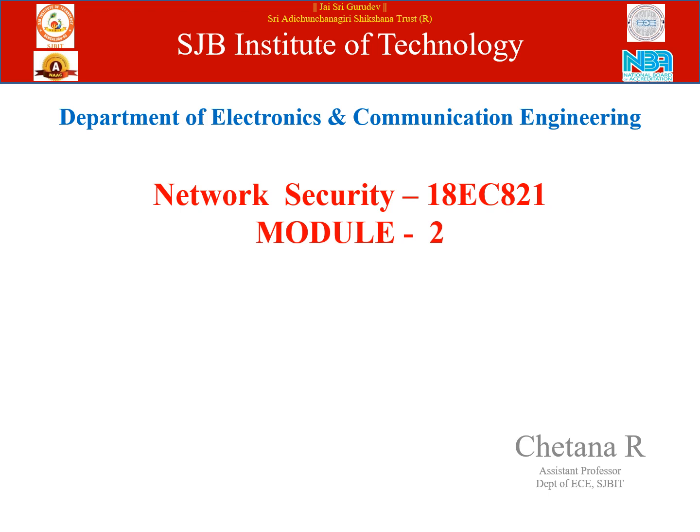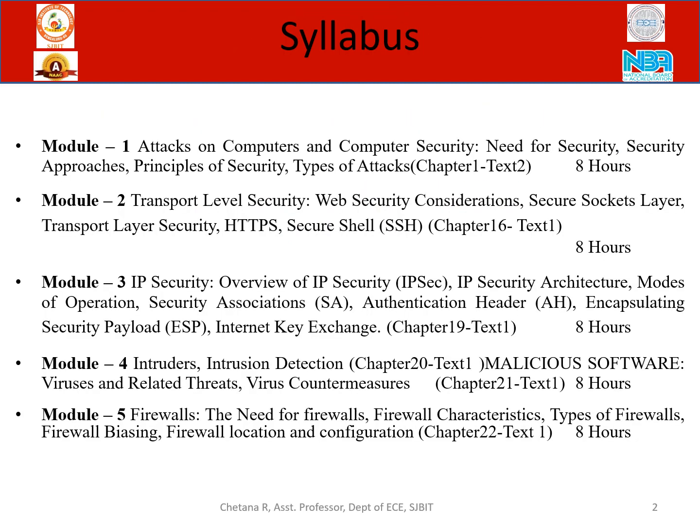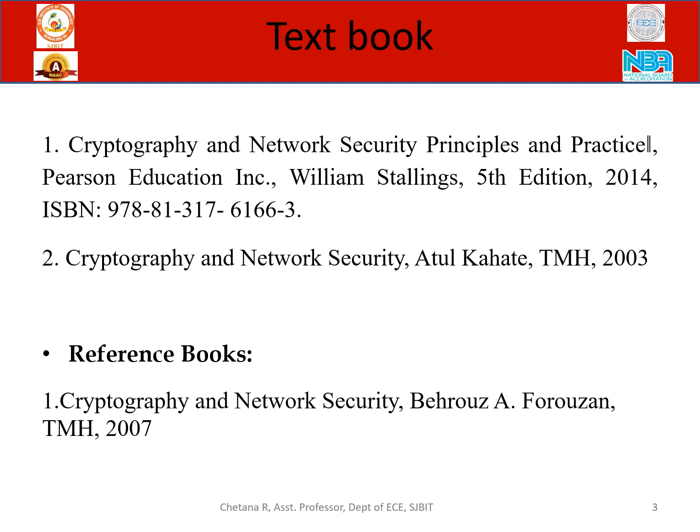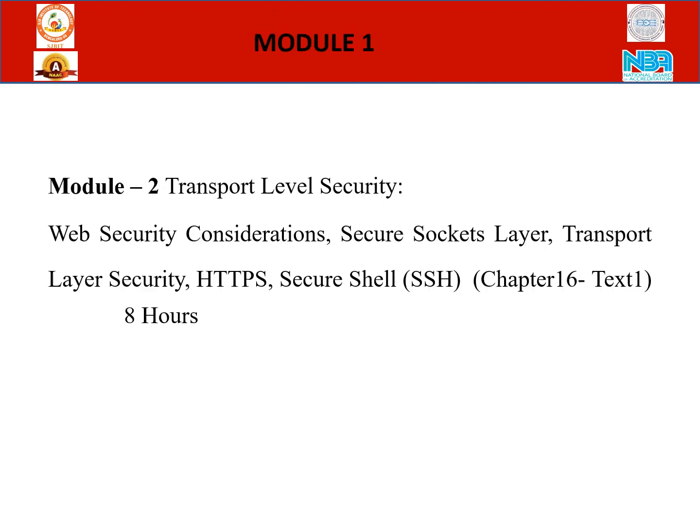Hello everyone, we now begin with the second module of the subject network security. The second module consists of transport level security, that is, how security is provided at the transport level, which is also one of the OSI layers. And we will be understanding here about web security.